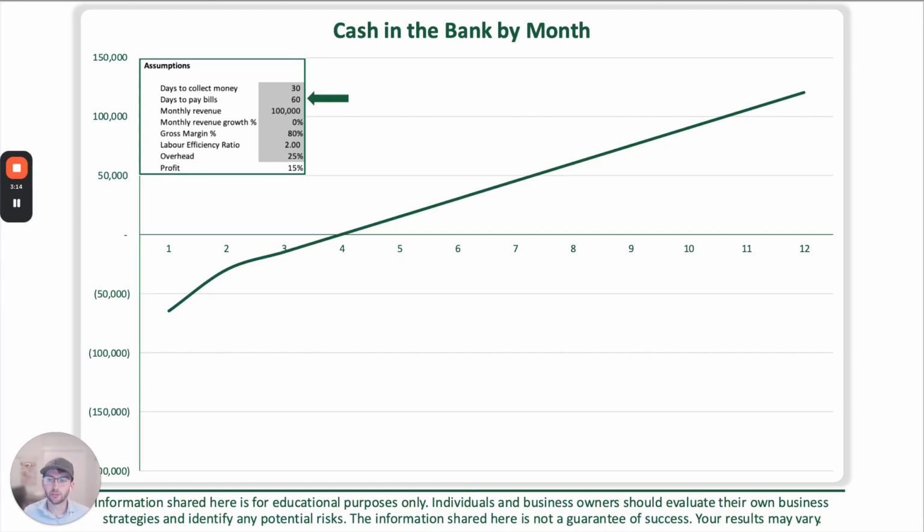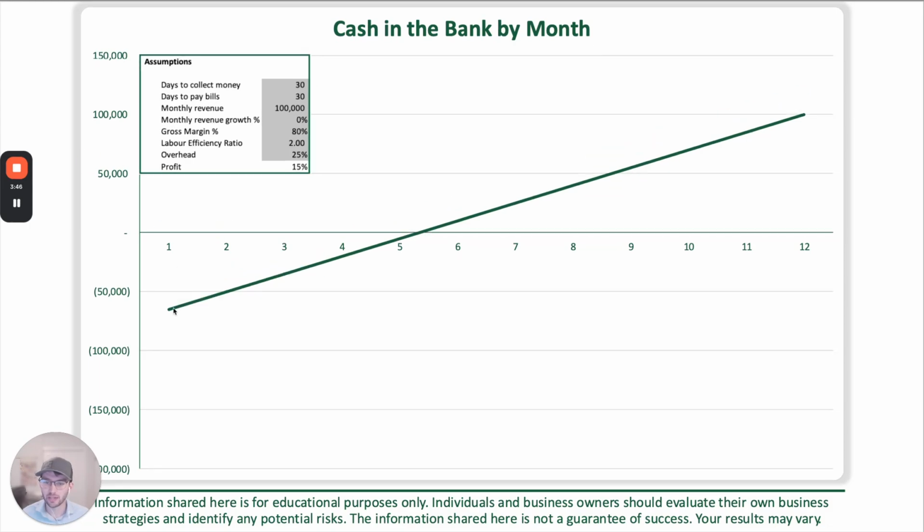Now in scenario 2, we're going to shift out this days to pay bills. Everything else is the same, except for it's going to take 60 days to pay bills instead of 30. And here you can see that shifts it up by over a month. So now we're break even pretty quick, and we still have the same initial cash outlay here of about 60,000. That's pretty quickly comes up to the point where within 4 months we're at break even, and there's a lot less cash that needs to be covered.